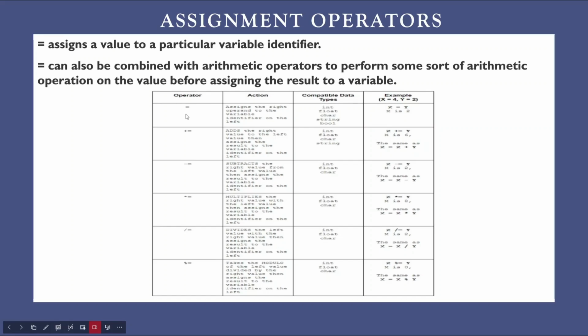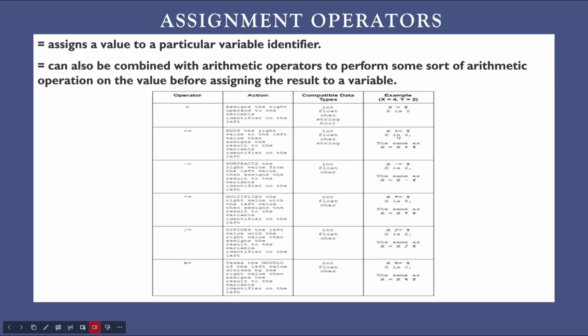And this assignment operator can be connected with your arithmetic operators also. Like you can see plus, minus, star, slash, modulus operators are connected with the assignment operator. So the compatible data types are int, float, char, boolean. Now how will it work? If you write x equal to y, then the y value will be assigned to x. Y value is 2, that's why x value is 2 now.